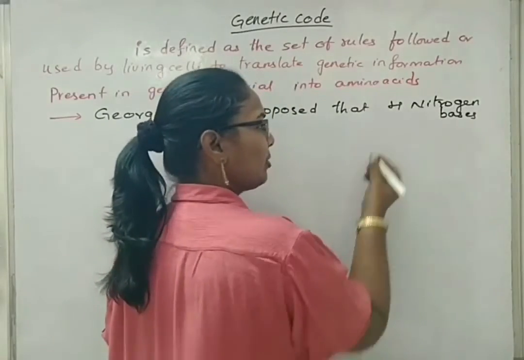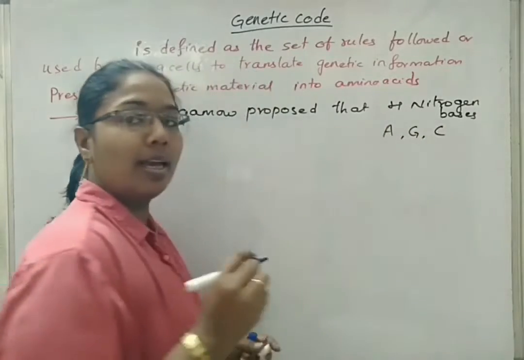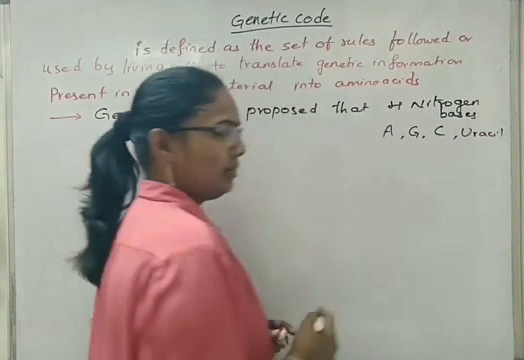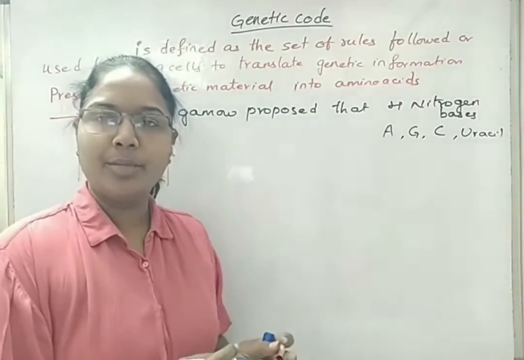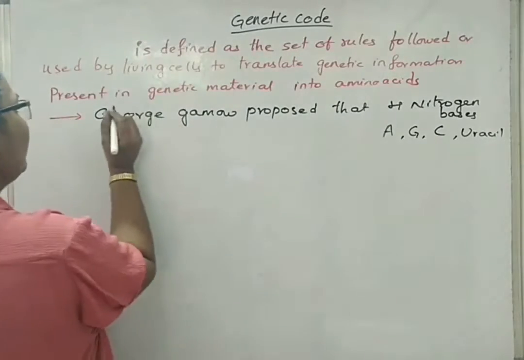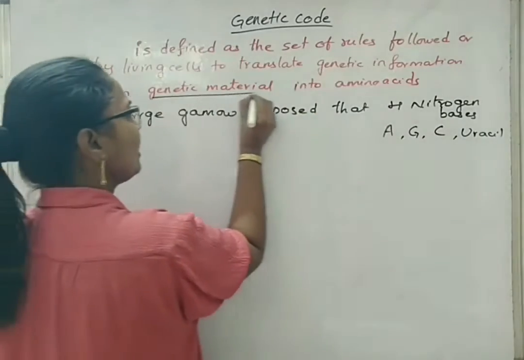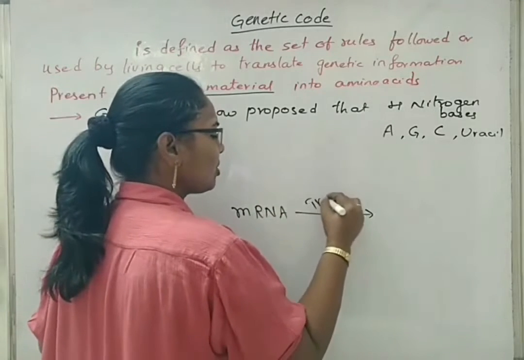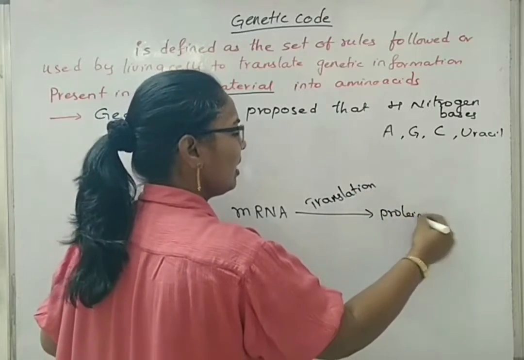What are those 4 nitrogen bases? The 4 nitrogen bases are adenine, guanine, cytosine and uracil. It is not thymine because George Gamow took the nitrogen bases from RNA. He did not take them from DNA, because in the definition, we translate genetic information from genetic material. We know that mRNA undergoes a process called translation to give out proteins or amino acids.